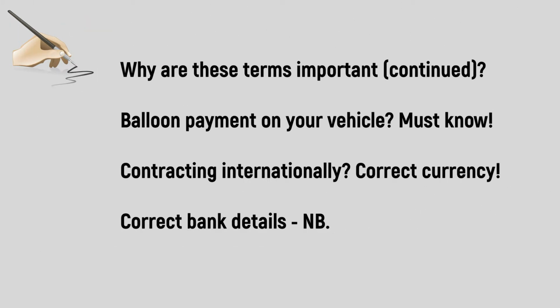Think about the vehicle that you pay for monthly. Often these installment agreements require a balloon payment. You do not want such a payment to come as a surprise. If you are contracting internationally, make sure payment is made in the currency required. Finally, you need to make 100% sure that you save the correct bank details into which payment must be made. Do not make this mistake.